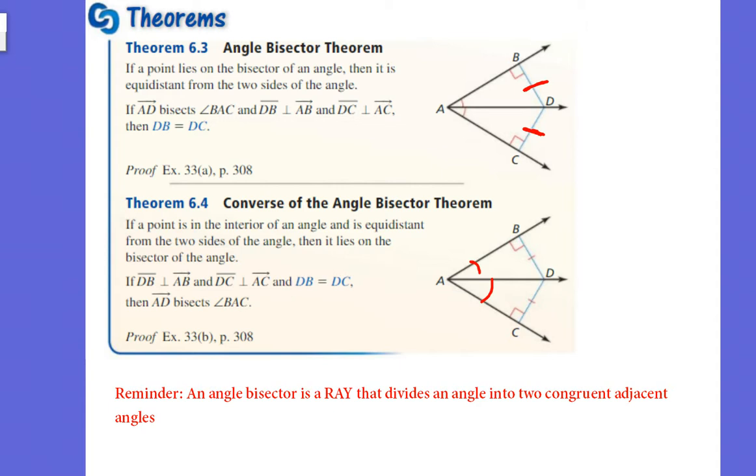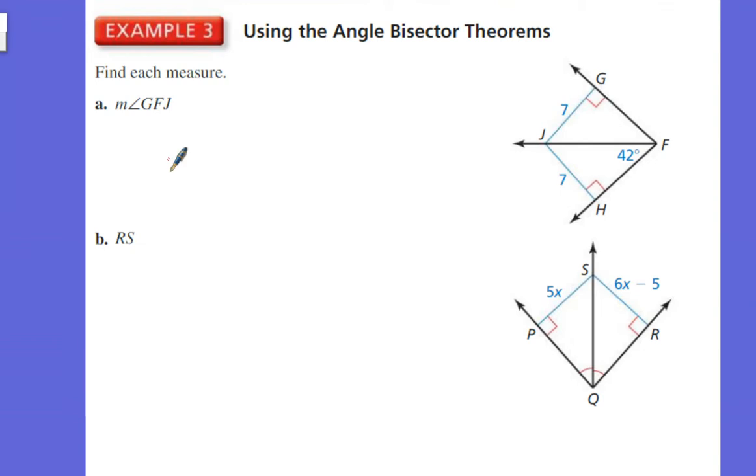All right, let's look at some application. It says find the measure of each of the following angles or sides. Measure of G, F, J. Well, what do we know? The distance from J to G and J to H is both 7. If that's the case, that means that's equidistant to one another. The only way this works is if FJ was in fact the angle bisector, making GFJ and HFJ congruent, meaning that this is a value of 42 degrees.